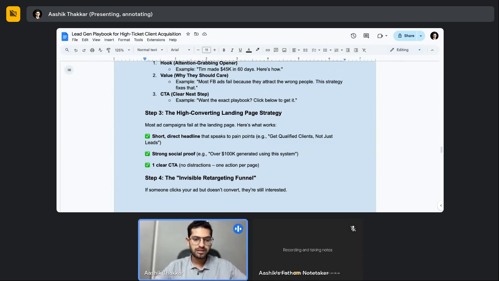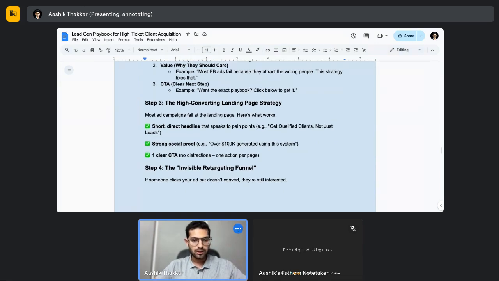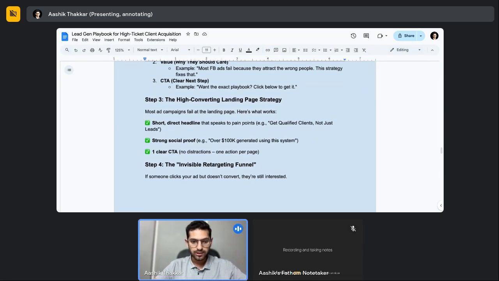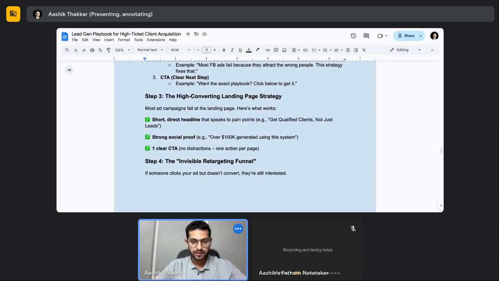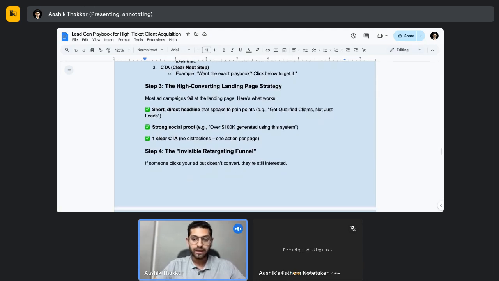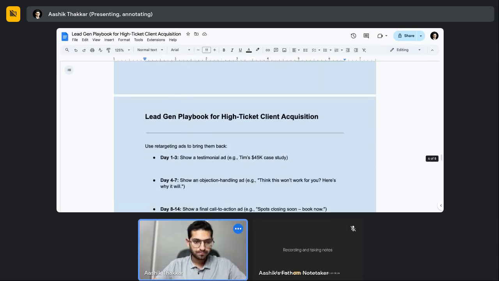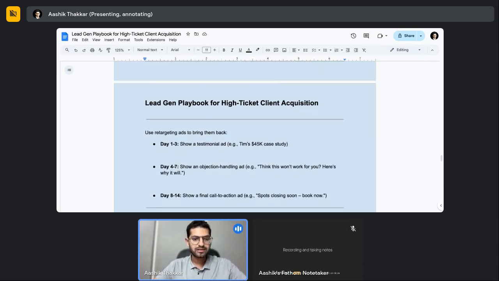Step 4, the invisible retargeting funnel. I love this, and I'm sure you will also love this. So if someone clicks your ad but doesn't convert, they are still interested. Let me explain why. Use retargeting ads to bring them back.